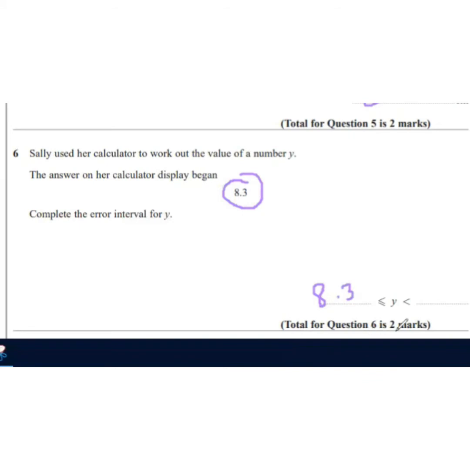And the end number could be, for example, 8.3999. So I can simply say 8.4. So obviously it's not 8.4, it's less than 8.4, and also it is more than or equal to 8.3. So this would be the error interval of 8.3.